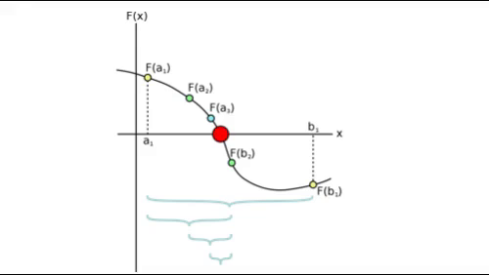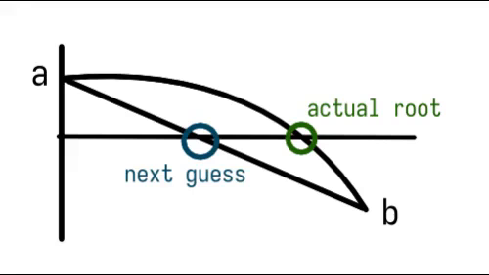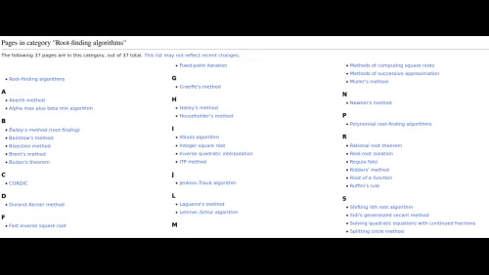This method of shrinking a bracket until you find a 0 is called bisection, and it's the most basic and reliable tool in your toolkit. You don't have to cut the bracket exactly in half. You could also draw a diagonal line from one side of the bracket to another, and investigate where it crosses the x-axis. This is called the false position method.